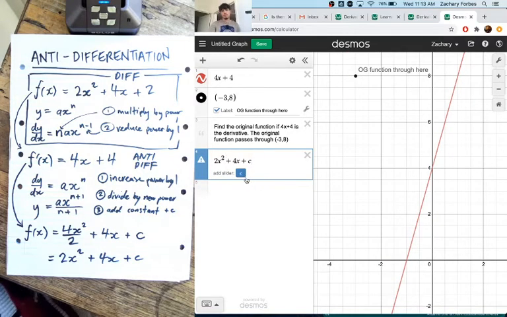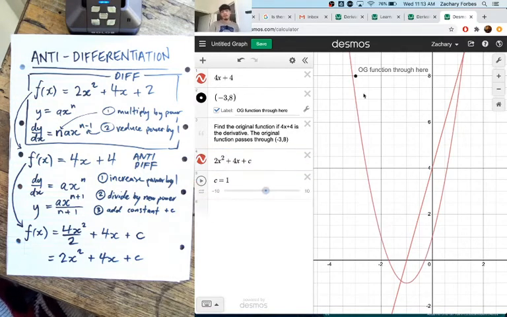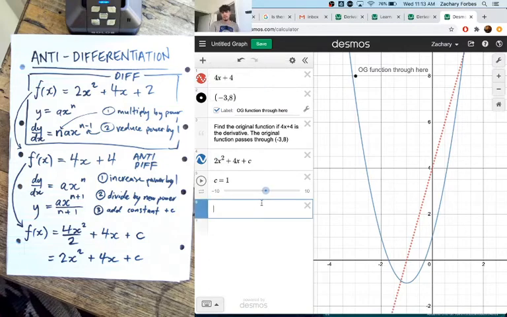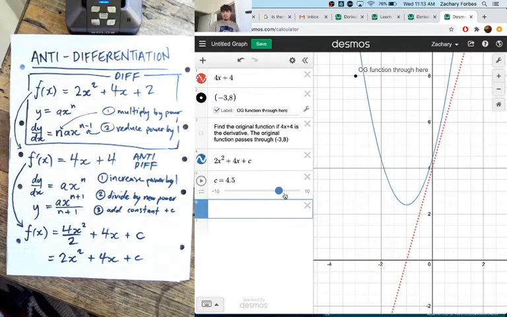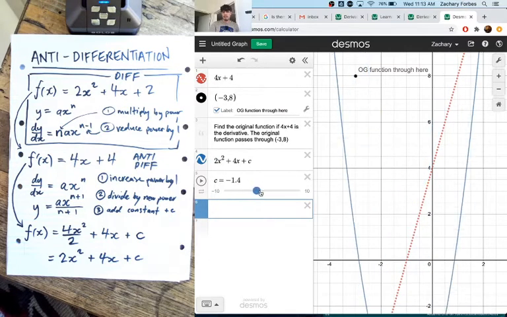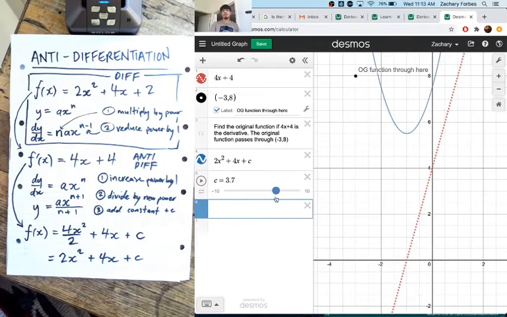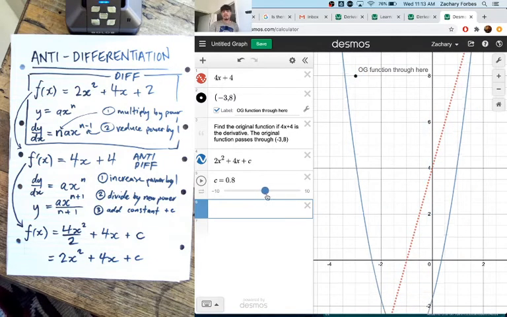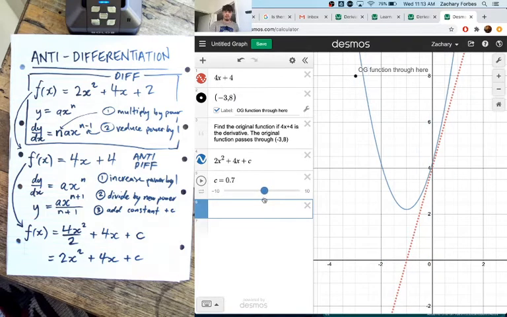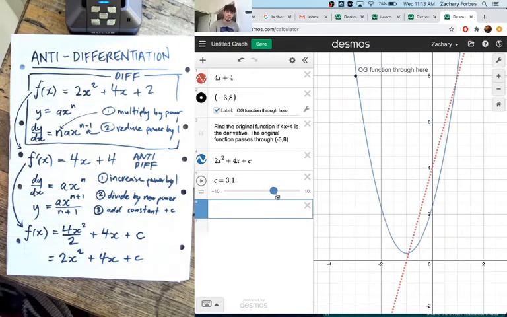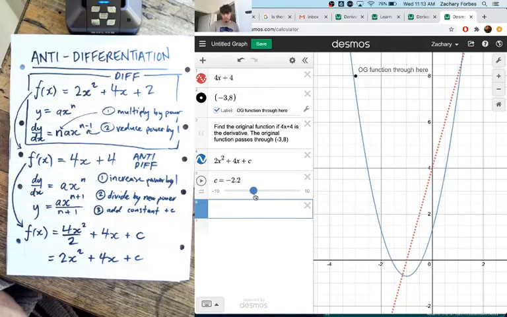So we've got this constant. That means, so we've found out that the antiderivative is a parabola. Let's make it a little bit prettier. I'm going to go blue. And I'm actually going to make this original derivative dotted. Right? And we're going to move this c around until it passes through that black dot. And you'll notice there's only one c that satisfies that condition. There's only ever going to be one c that makes it work. Well, maybe that's not entirely true. We'll look at that later anyway.